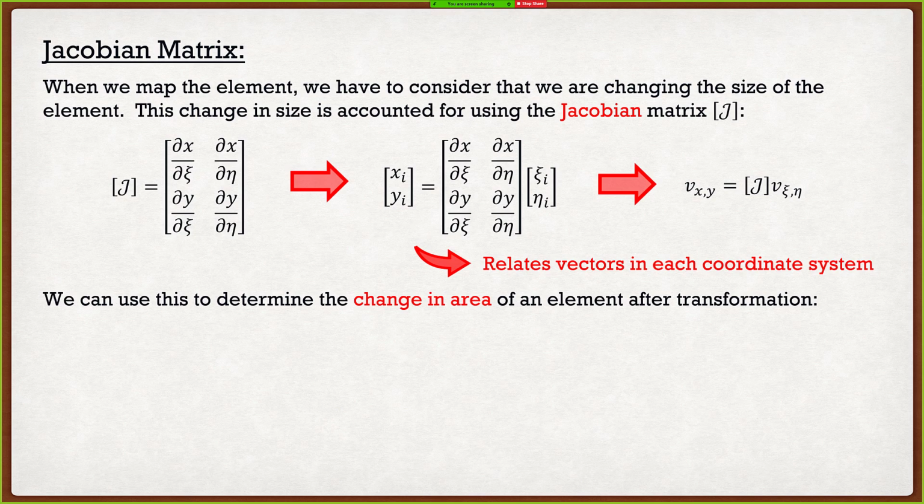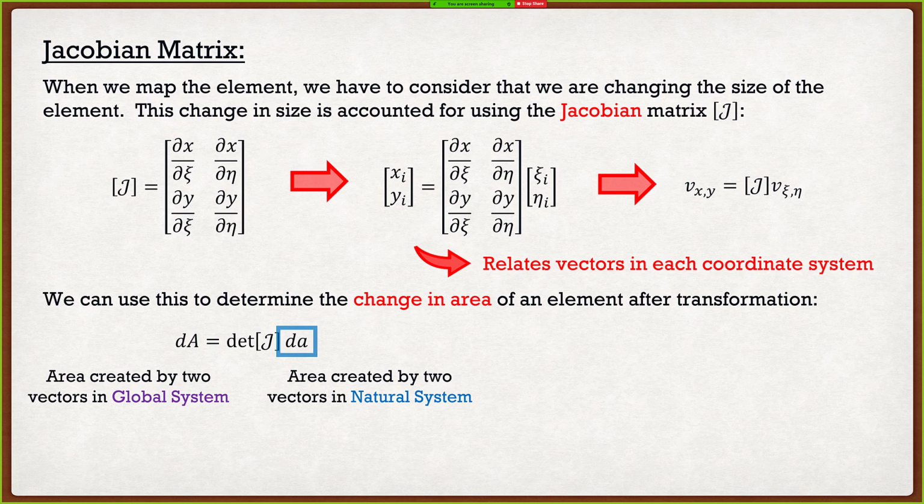We can use this transformation to figure out the change in area of an element after transformation. And it's going to look like this, where our area between two vectors in our global coordinate system, which we are going to call dA, is going to be equal to the determinant of that Jacobian matrix multiplied by the area of their two vectors in our natural coordinate system. Now, what's nice is that if our vectors in our global coordinate system were dx and dy, and our vectors in our natural coordinate system were d eta, dz, we get this nice relationship right here.